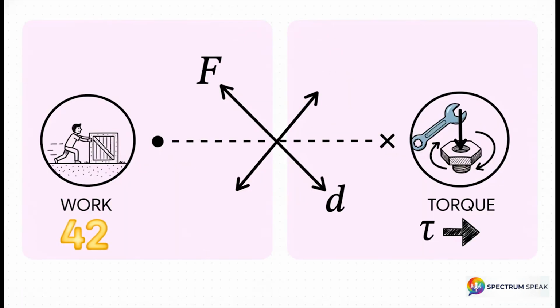See, if you multiply those two vectors, force and distance, one way, you get work. That's just a scalar, a single number representing energy. But if you multiply those exact same two vectors a different way, you get torque, a totally new vector that describes a twisting force. Same inputs, two completely different physical results. By the time we're done here, you'll know exactly which tool to grab for which job and why.